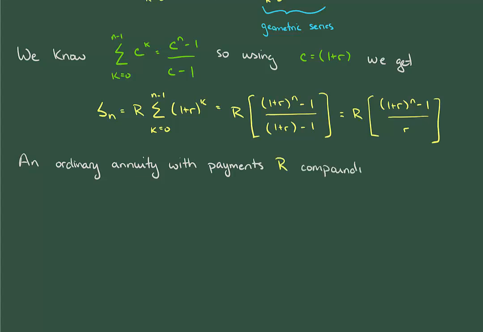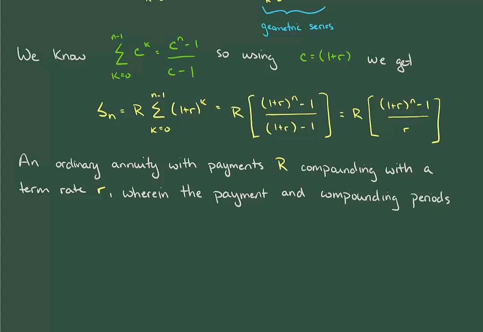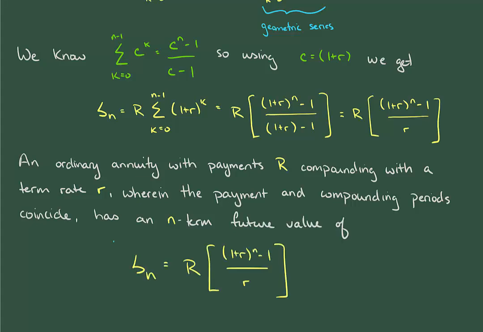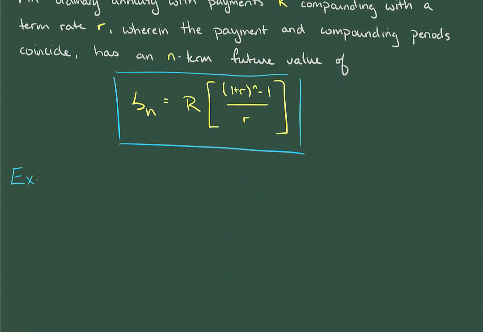Let's summarize. If you have an ordinary annuity with payments of big R dollars compounding at a rate little r, and both the period types coincide with one another, then after n terms, the future value of the annuity is as follows. Again, it's worth pointing out how this is one calculation as compared to the n calculations we'd have to do if we had left this as a sum. All right, let's do an example.